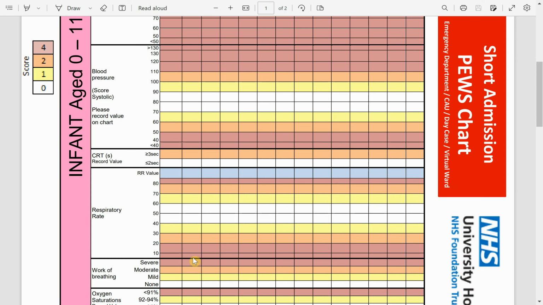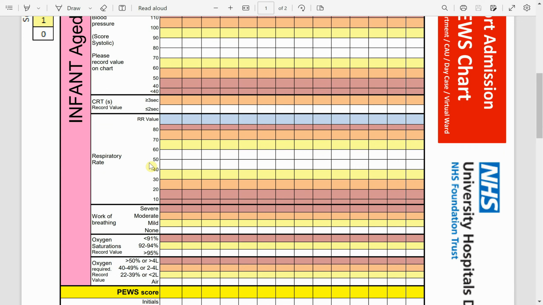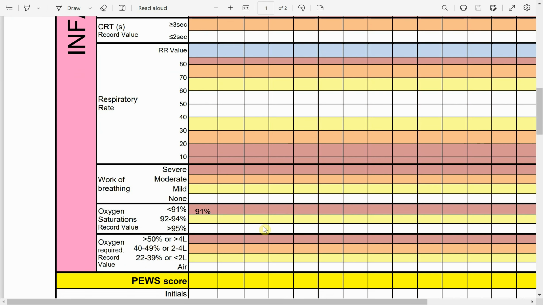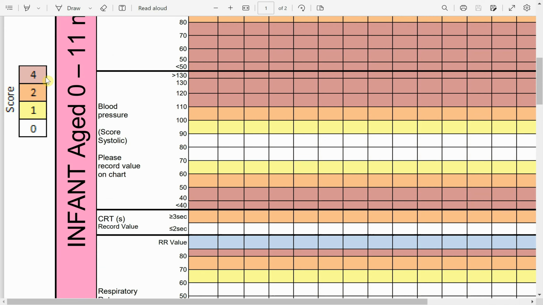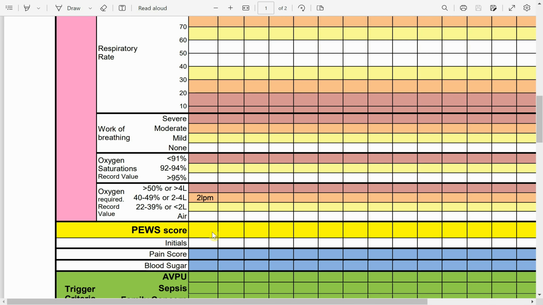Next, we move on to oxygen saturations. They are currently sat at 91%. If we look at our box, that will actually score us a 4 because it's 91% or less. So we are in the red zone for that area. If we move on to the next box, oxygen required, they're actually having 2 litres of oxygen at the moment, which is in the orange box, which scores us a 2.